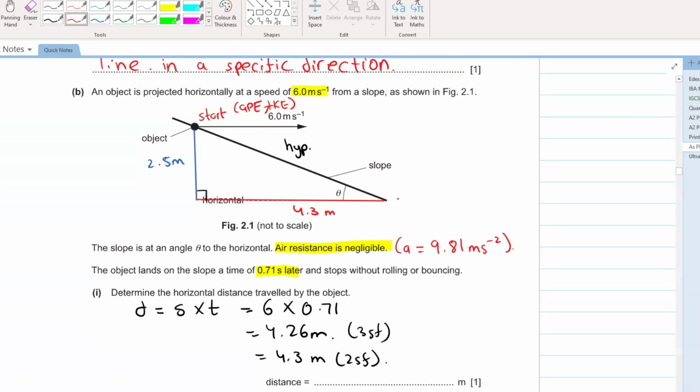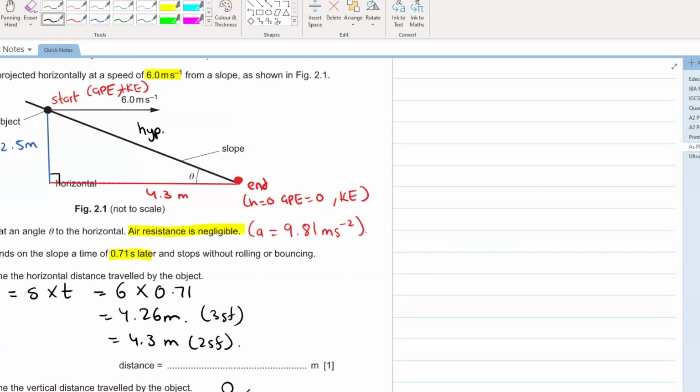At the ending point, let's say this is the ending point, your height is zero. Your gravitational potential energy will be zero. You will only possess kinetic energy. So you can write a short little statement here. You can say the gravitational potential energy at start plus the kinetic energy at start is equals to the kinetic energy at the end. Perfect.